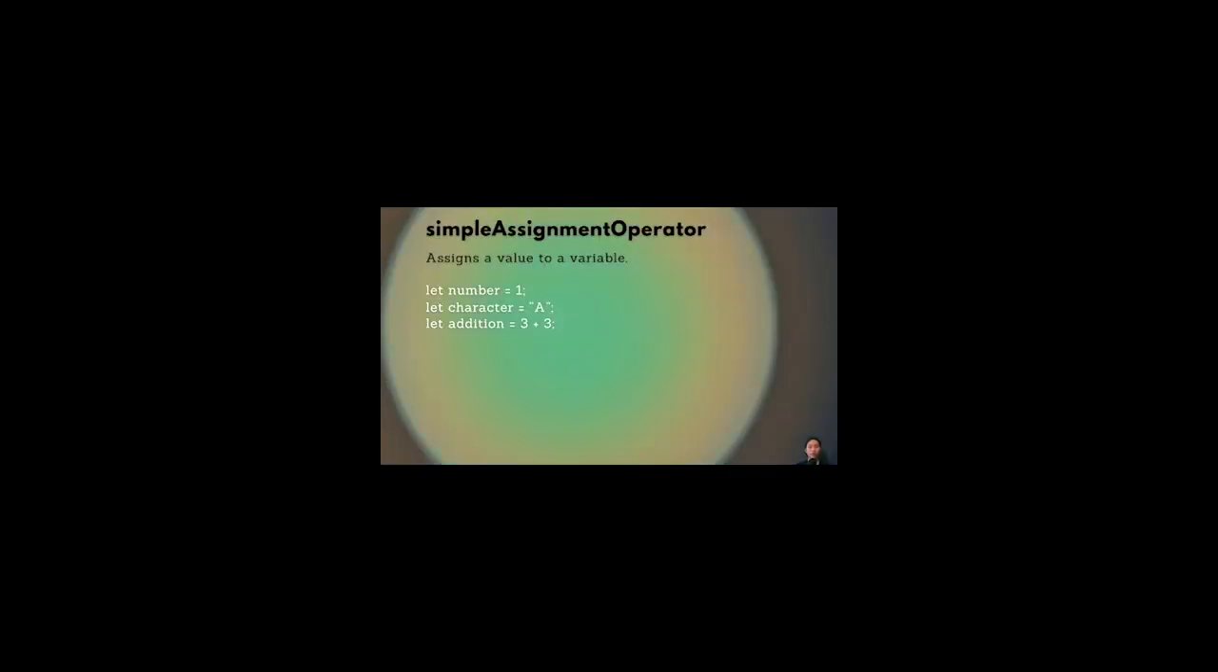First off, we'll be talking about the simple assignment operator. Let me get my pen. Simple assignment operator. Well, it assigns a value to a variable. Number 1, sorry, not numbers. Character A, addition 3 plus 3. Make no mistake that the simple assignment operator is not the same as mathematical equals, right? Like if, let's say, 2 plus 2 equals 4, that serves a different purpose than the simple assignment operator.